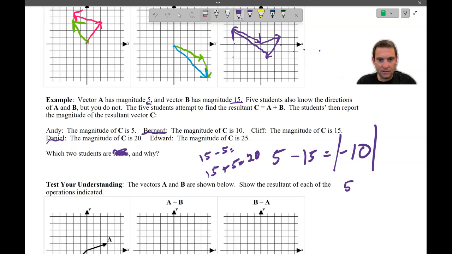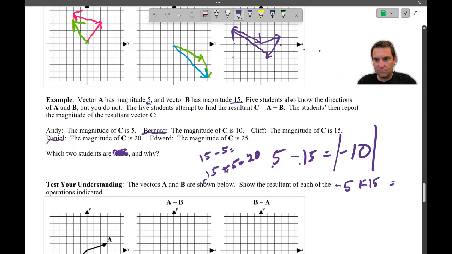Then let's say we have a positive 5 and negative 15, positive 15, positive 5. Let's do negative 5 and negative 15. That's still going to just give me 20.